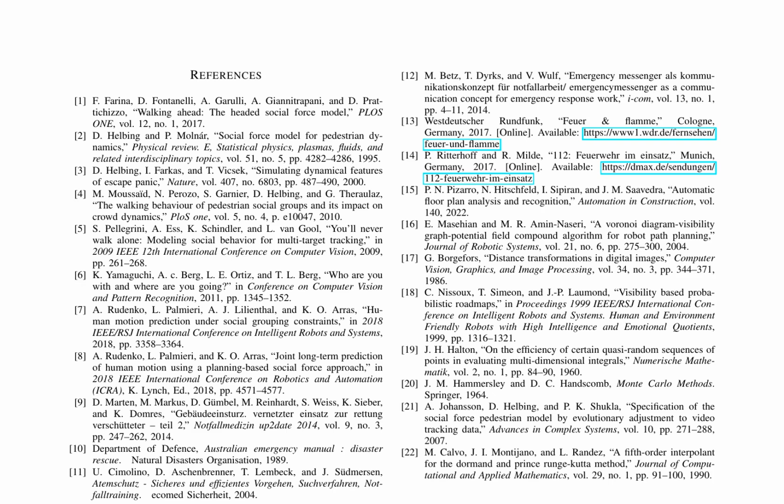The research paper discusses various aspects of pedestrian dynamics, social force models, and their applications in emergency response scenarios. It begins by referencing key works in the field, including the social force model by Helbing and Molnar, and the headed social force model by Farina et al. The paper then delves into the importance of considering social grouping in pedestrian motion prediction, citing works by Yamaguchi et al. and Rudenko et al. The authors emphasize the need for joint long-term prediction of human motion under social grouping constraints.